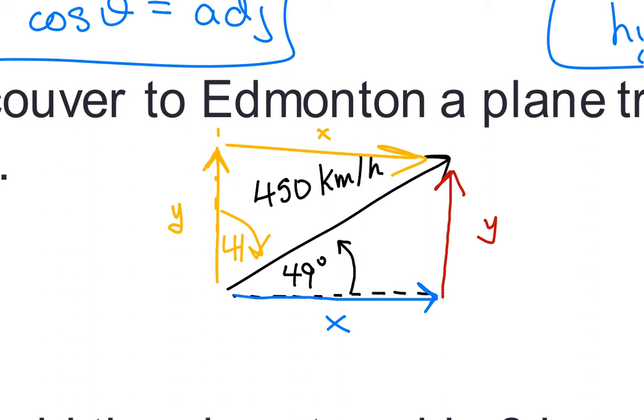Myself personally, I always prefer the 49-degree version when it's made with the x-axis. I'm used to y being the sine and x being the cos. It doesn't have to be like that, but that's my preference.